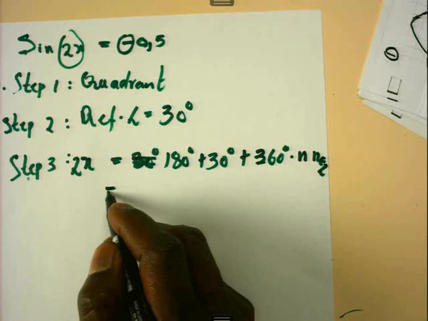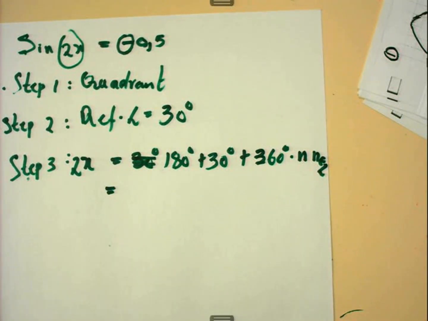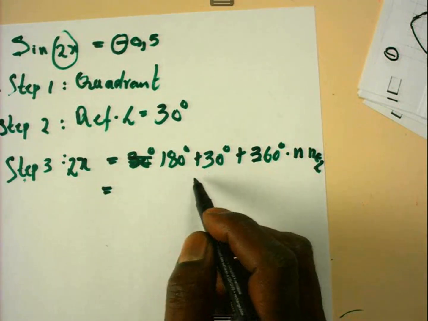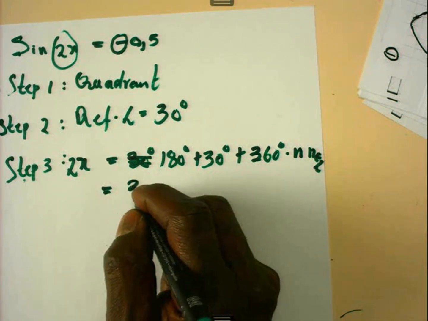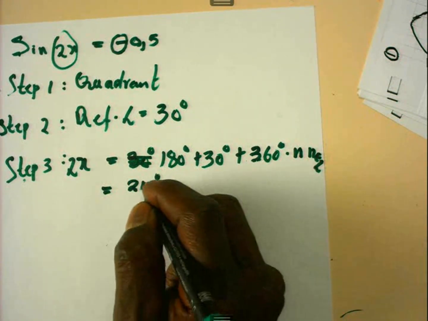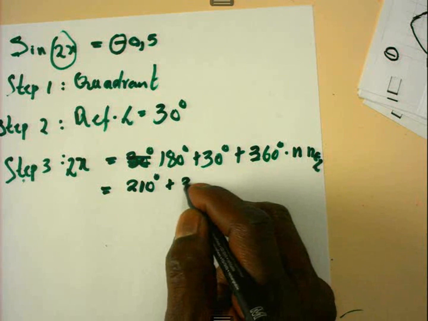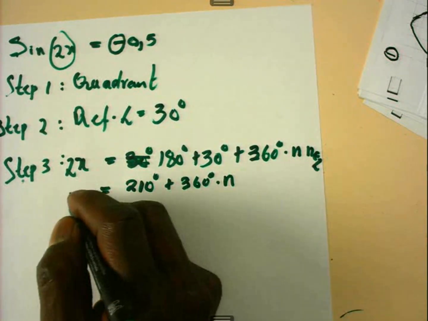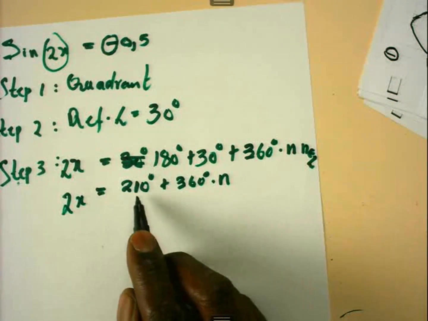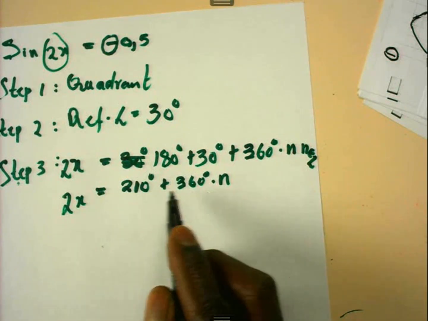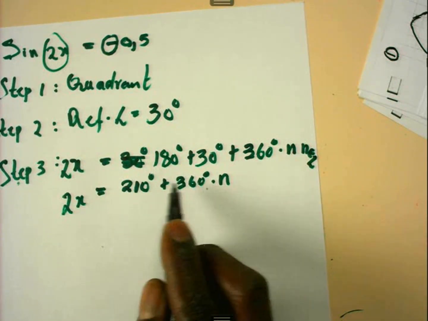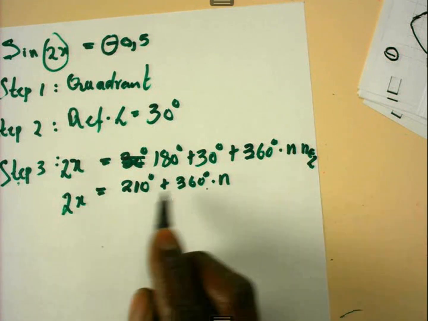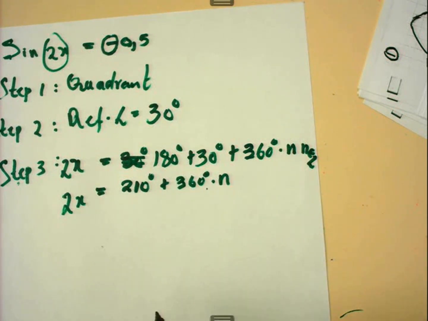Okay, now the solution will be, let's simplify, 180 plus 30, that is 210, plus 360 degrees times n, that is 2x. We cannot add these two numbers because they are unlike terms. This one has got n, this one doesn't have n.